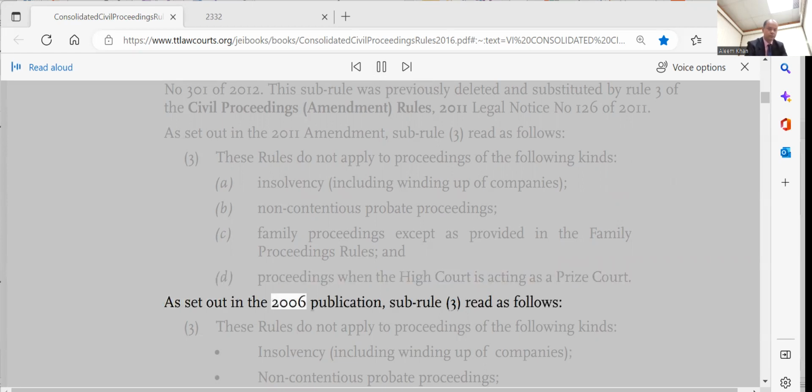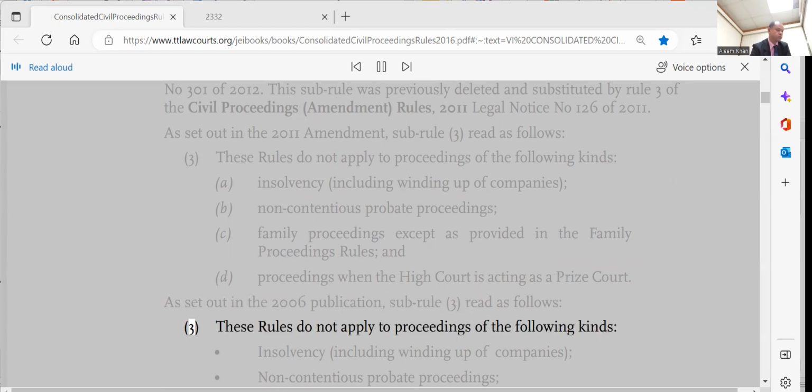As set out in the 2006 publication, Subrule 3 read as follows. 3. These rules do not apply to proceedings of the following kinds: insolvency, including winding up of companies; non-contentious probate proceedings.